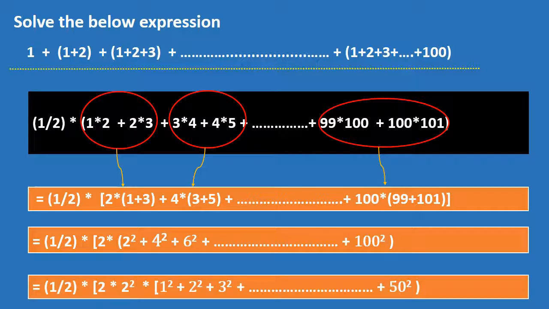Well, so that is equivalent to half multiplied by 2 into 2 square. We will take 2 square common, multiplied by 1 square plus 2 square plus 3 square plus so on up to 50 square.